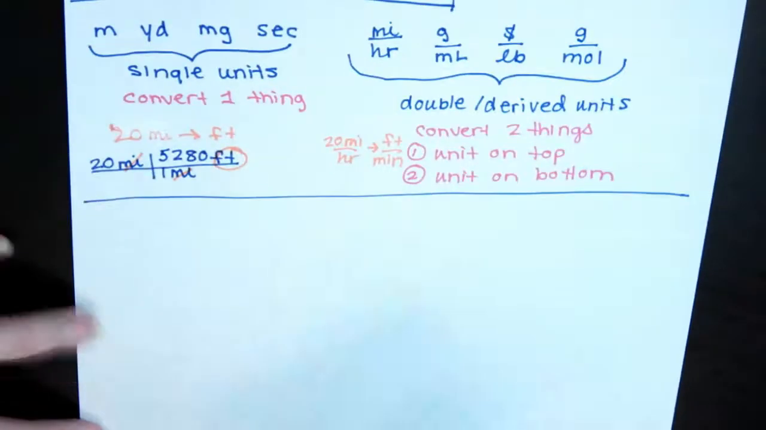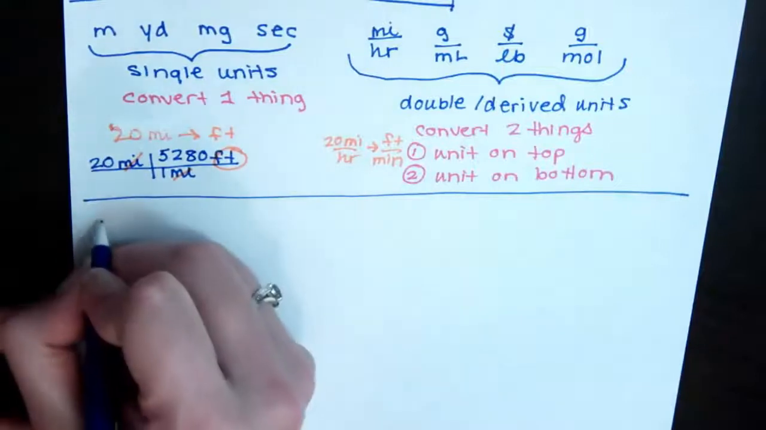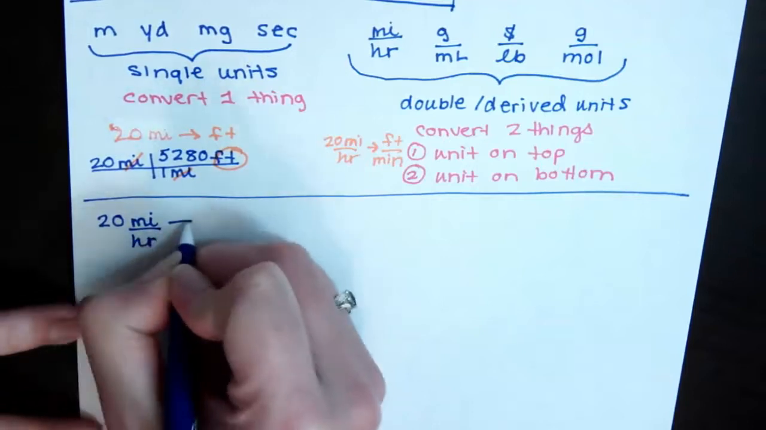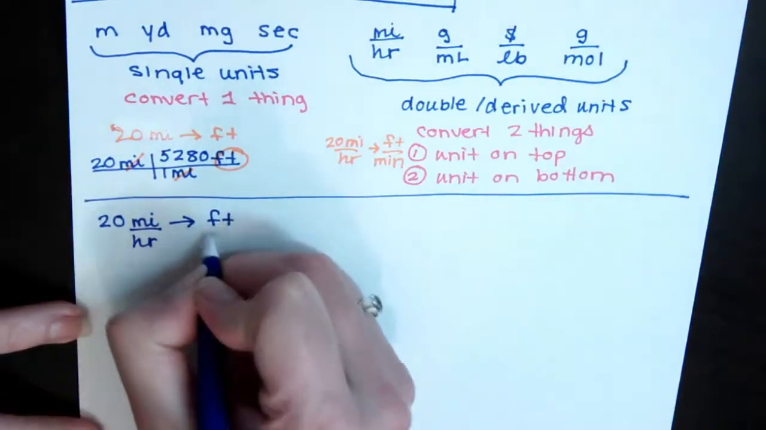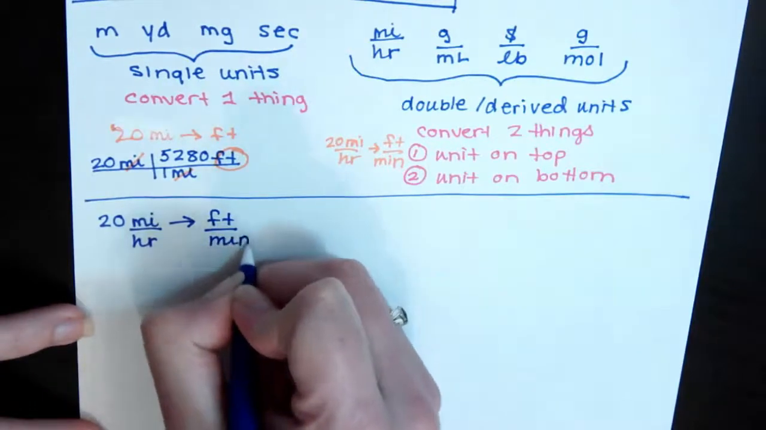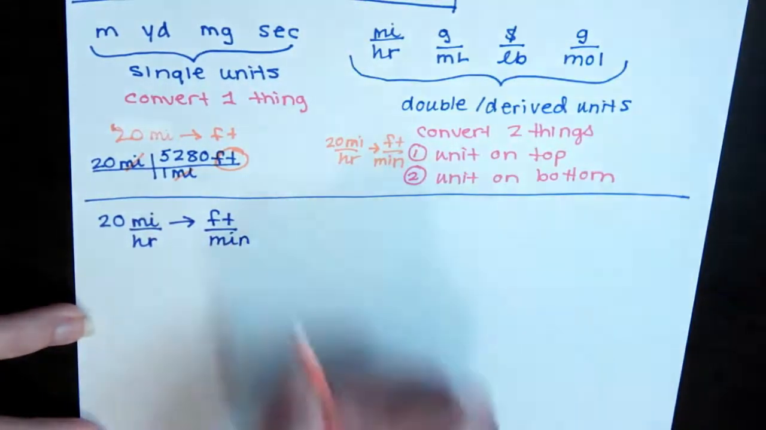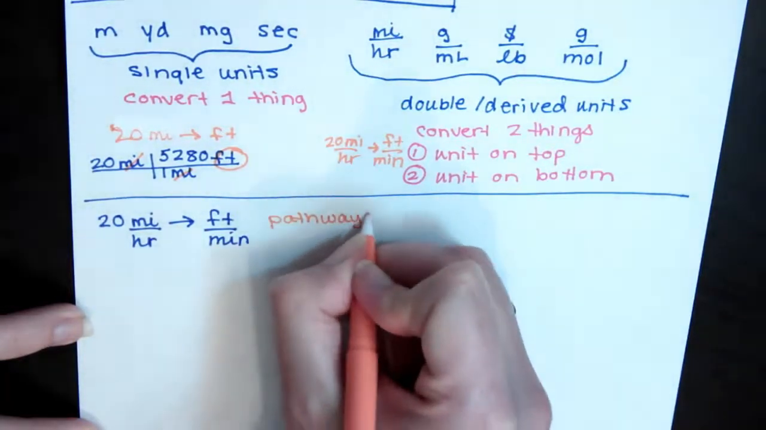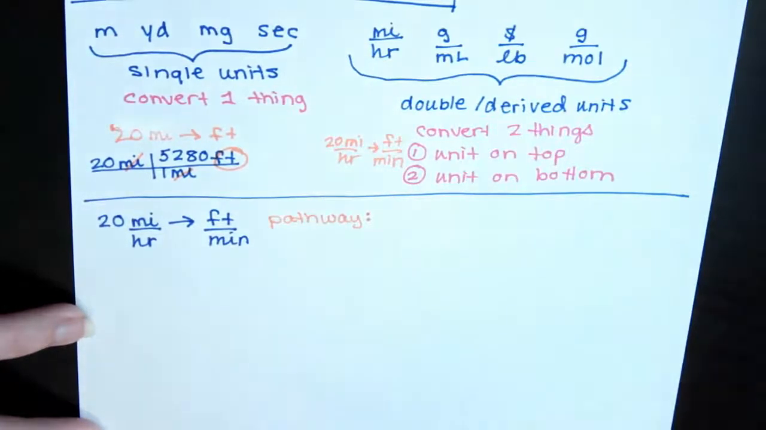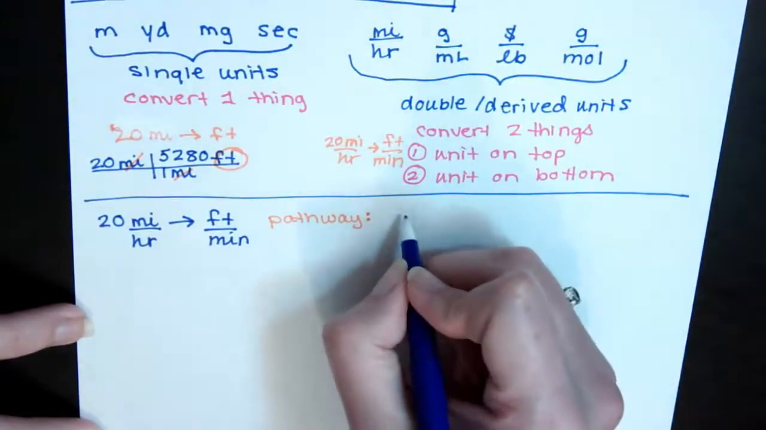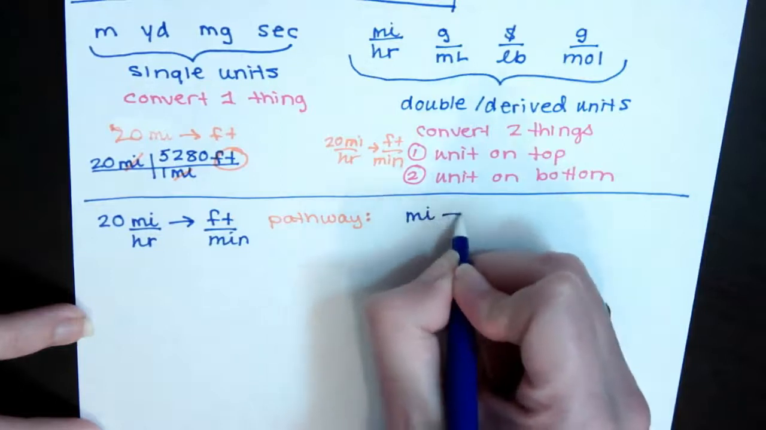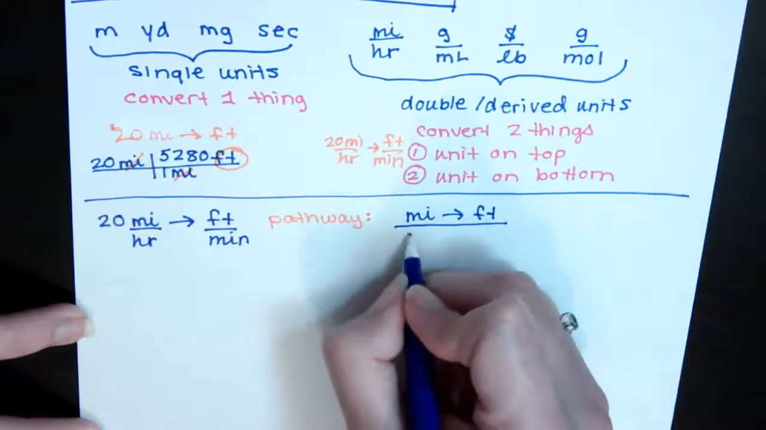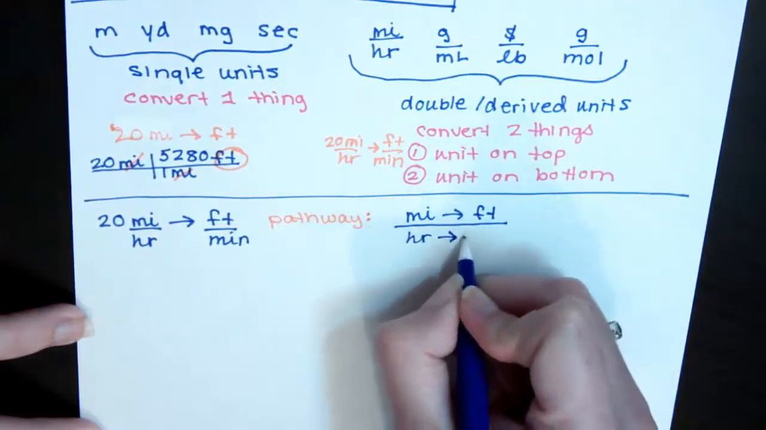This one, a little more involved. 20 miles per hour. But this time, let's convert it into feet per minute. We still want to write a pathway. But this time, our pathway needs to have a top and a bottom. To convert the top unit, we'll go from miles directly to feet in 1 step. And on the bottom, we're going to have to go from hours to minutes.